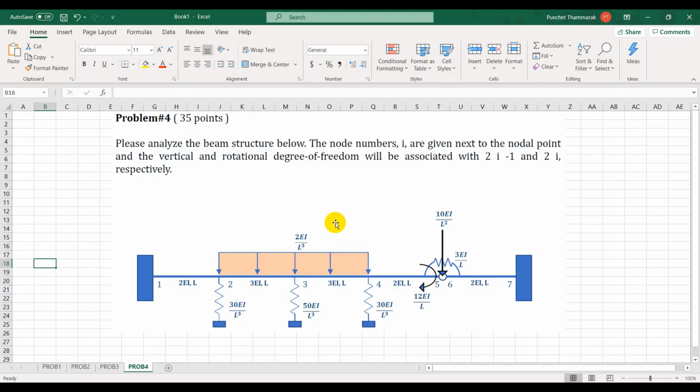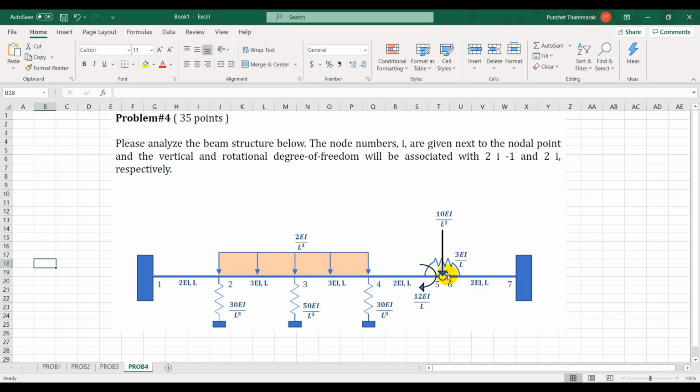So let's take a look at this together. For problem number 4, 35 points, we have the beam. This is just the beam, which is supported by fixed support on both left and right ends, and in between they are supported by a spring.